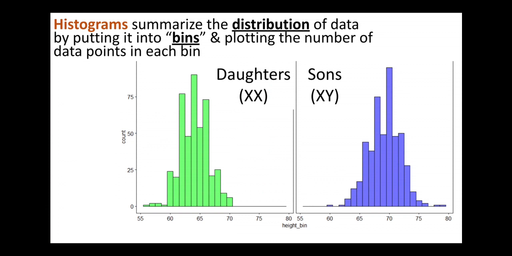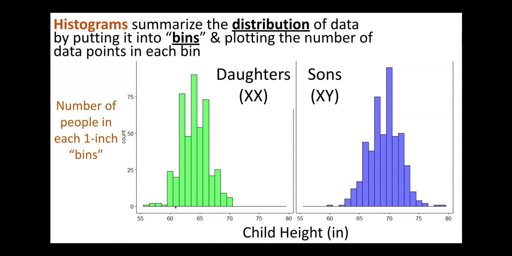We can then plot the data like this. And we'll be comparing the daughters and the sons, the XX and the XY individuals, against each other. Again, it is the height of the individuals along the x-axis, but it's not the precise height. Each one of these values along the x-axis is a 1-inch bin or a 1-inch range. So that's 60 inches, 61, and so forth. And the y-axis is the number of individuals in each one of those bins.